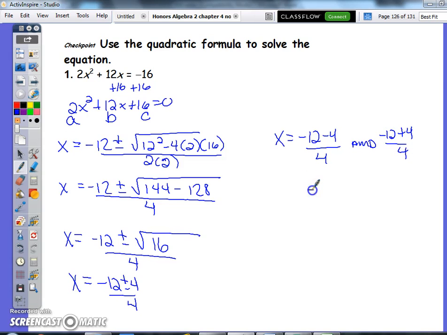This will give you a negative, what, 16 over 4, which will give you a -4. This will give you a -8 over 4, which will give you a -2. So your answers are -4 and -2.